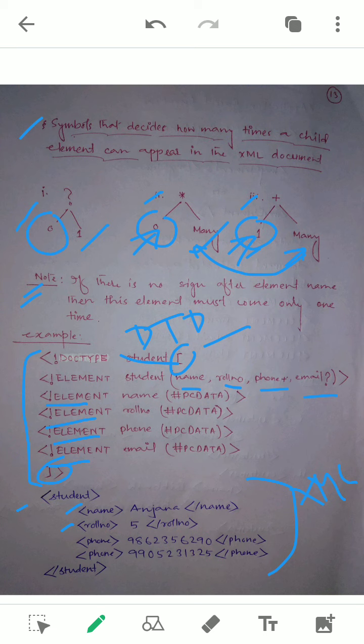And next, phone plus means phone must come one time or more. If you have written only one time, then also it is correct. But to make you understand, I have written two times, two different phone numbers, because a single student may have two different numbers. Next, email is there, so email you can omit. I have not written it. If you want to write, you can write only one time, but you can also omit, no problem. So this is the possible XML according to the DTD.